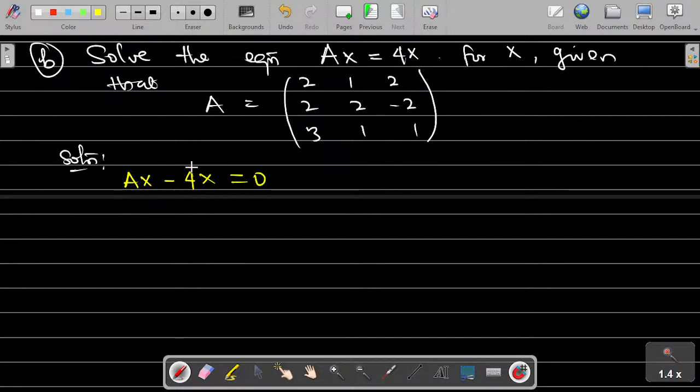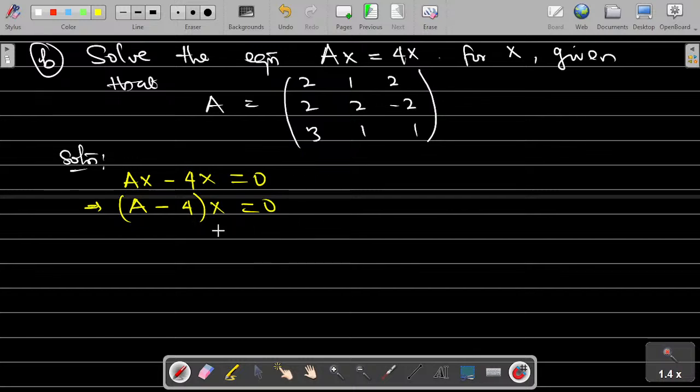Just like what we did in that question up, if you bring out x, you will have A minus 4I, multiplied by x, is equal to 0. Or you can just write 4 if you want, it's still the same thing. But just know that this 4 is actually the 4 of the identity matrix.